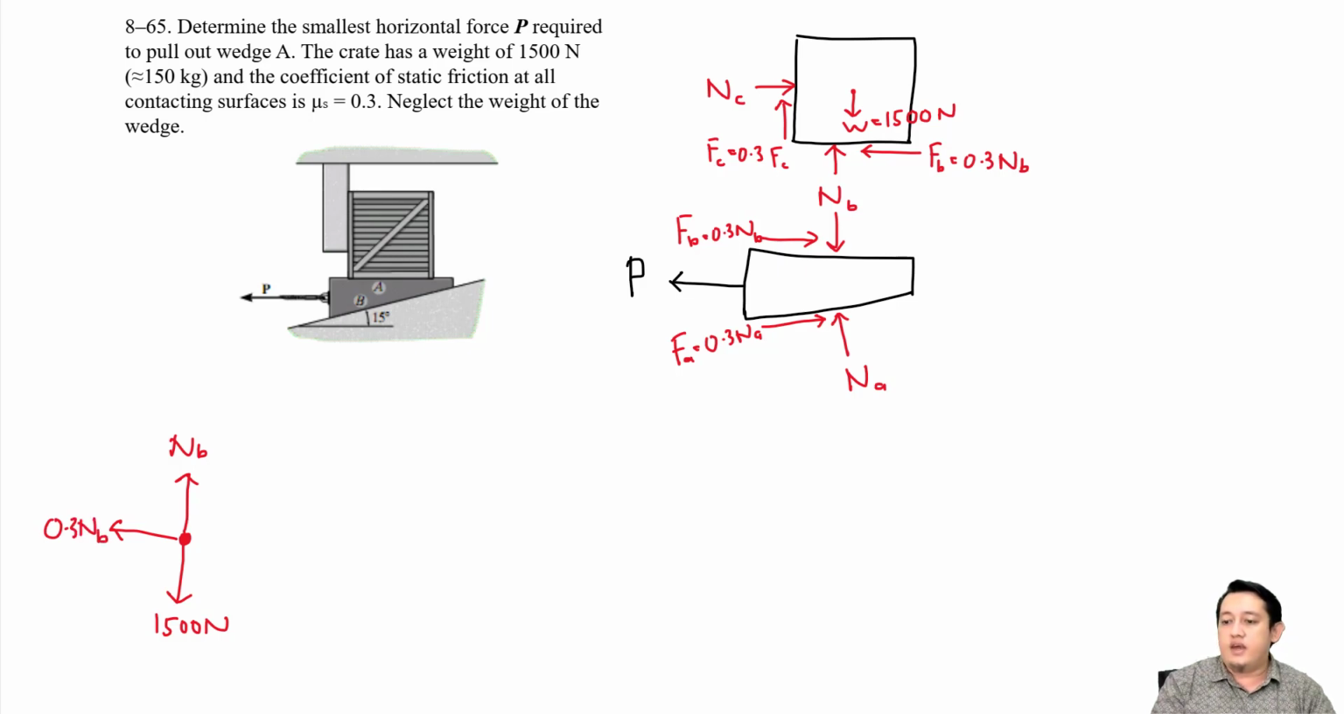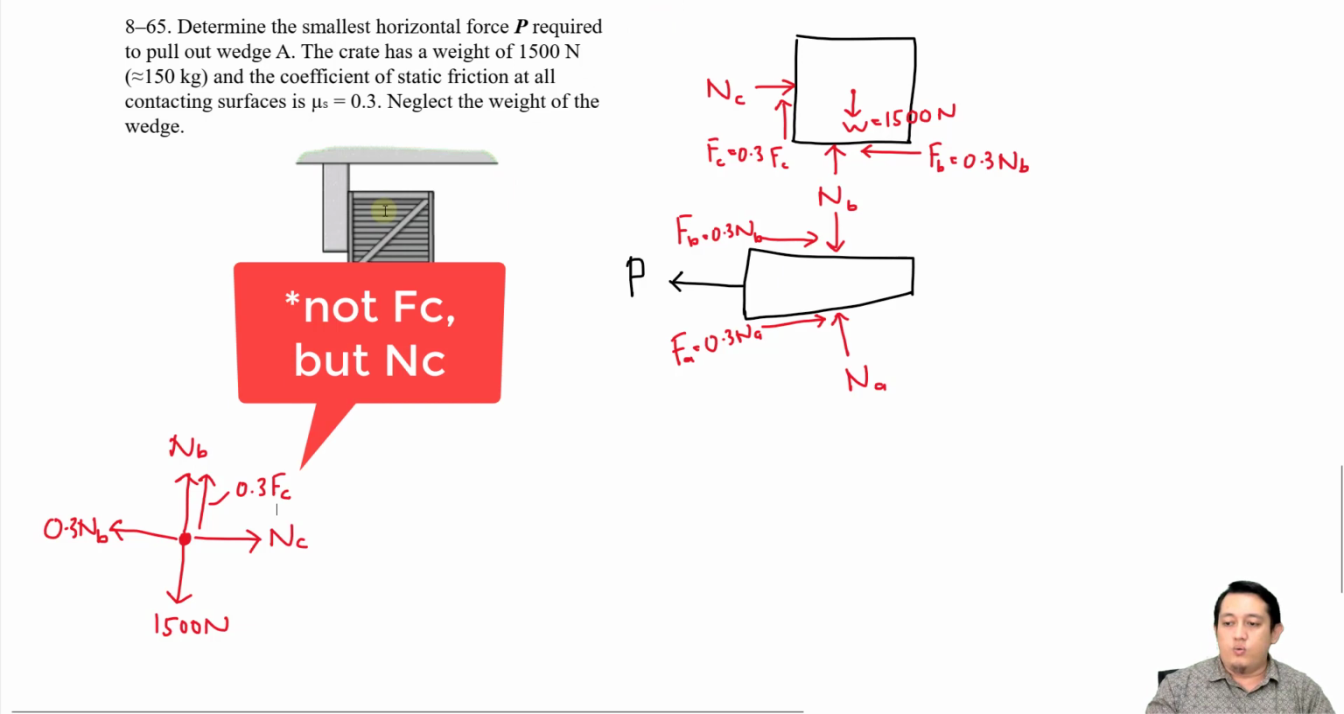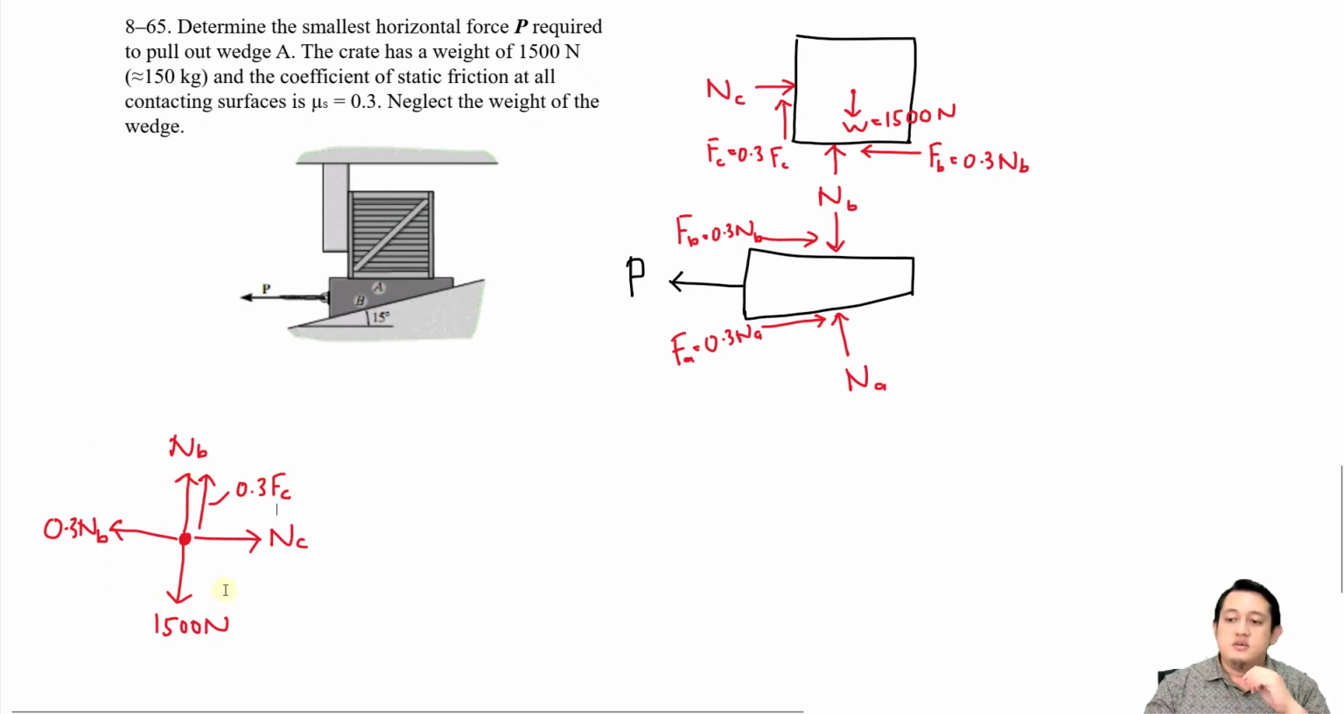Next we have NC in this direction. Next we have FC in this direction, so this one here will be 0.3 NC. When we put everything together in one place, it helps us create the force equilibrium equation easily, so that we won't make any careless mistakes.